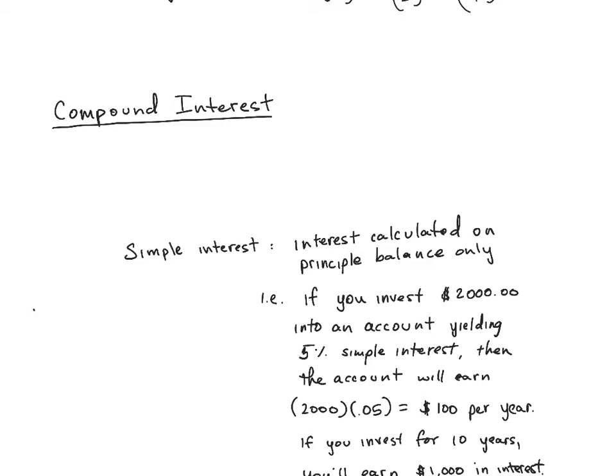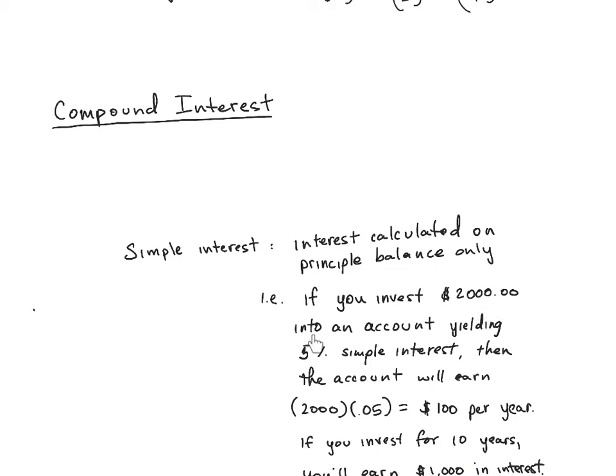So, first of all, interest is money that you get from an investment. So, if I invest $1,000 and there's an interest rate of 5%, I'm going to get 5% of 1,000. That's interest. Simple interest is only the interest that's calculated on the principal balance only. Now, the principal balance is what you initially invest. So if you invest $2,000, then $2,000 is your principal investment.